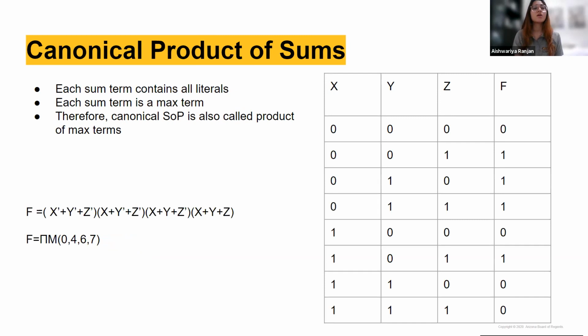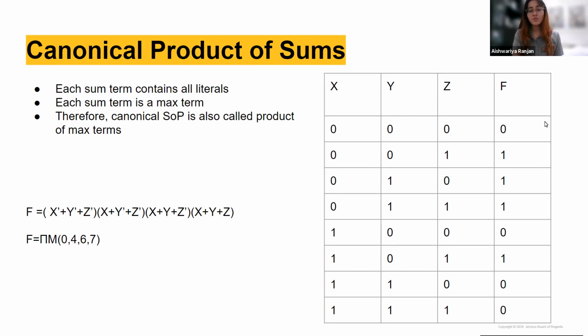So canonical product of sums, like its SOP counterpart, has all literals in every term. And each term over here is a max term. This time it's being added together, the literals, that's a max term. Therefore, the canonical POS is also called a product of max terms.